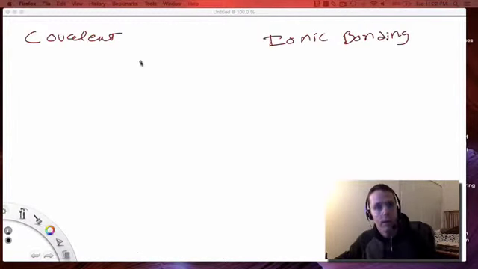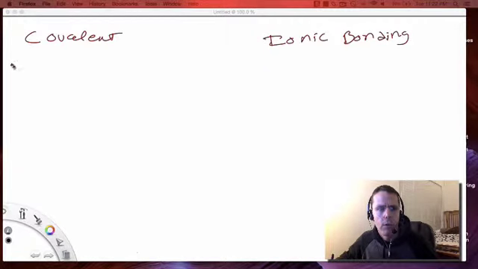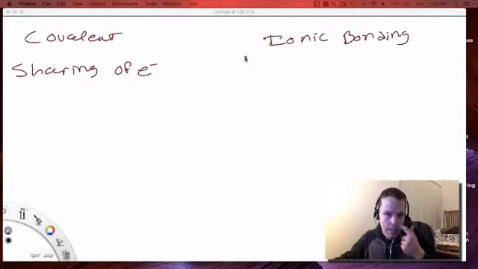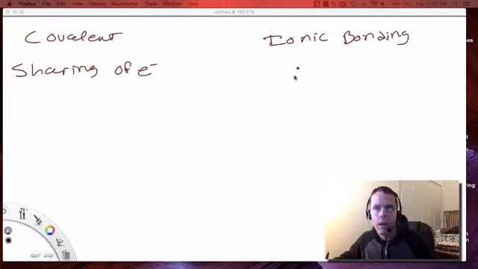So when we look, there are similarities between both of these, but there's also vast differences. So covalent bonding is bonding that occurs due to a sharing of electrons. Ionic bonding is a bonding that occurs because of different or opposite charges.